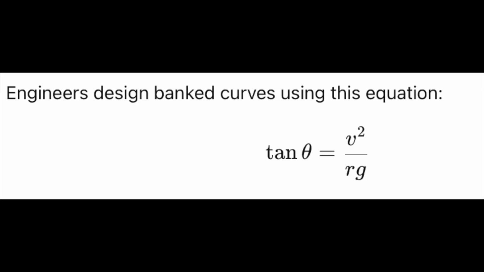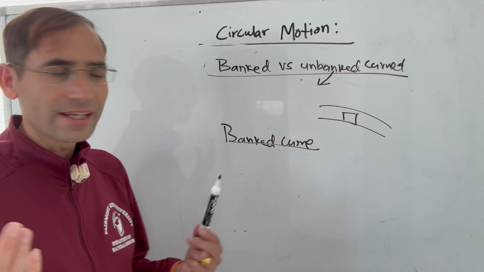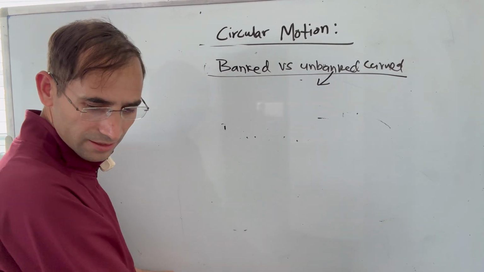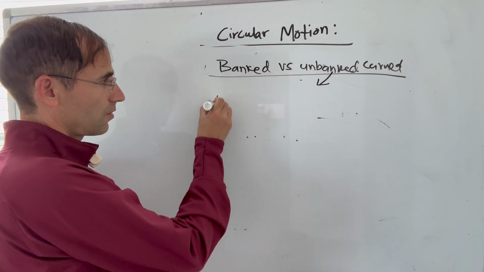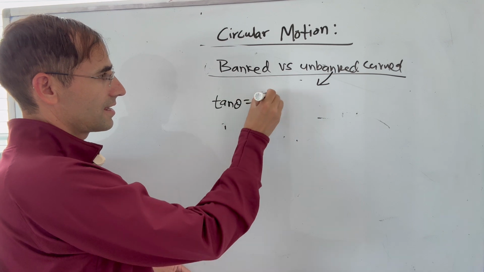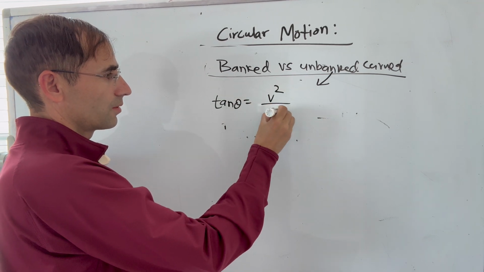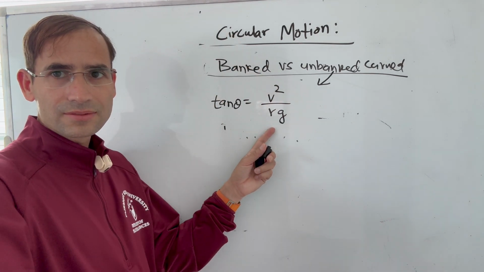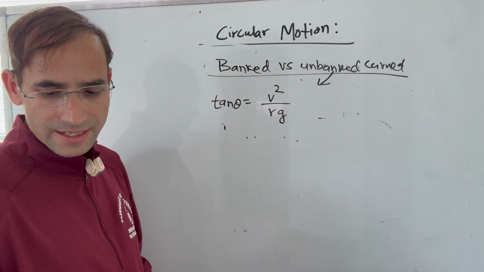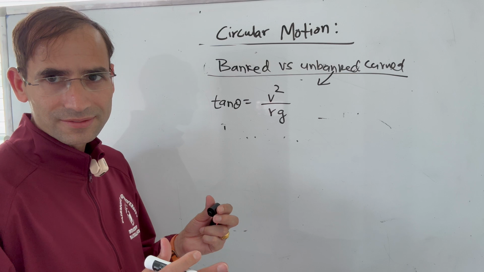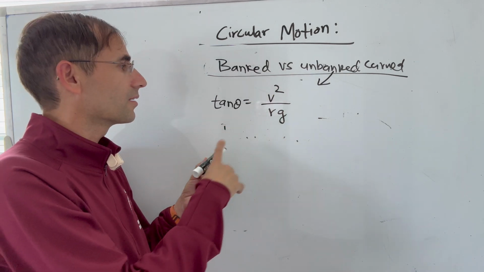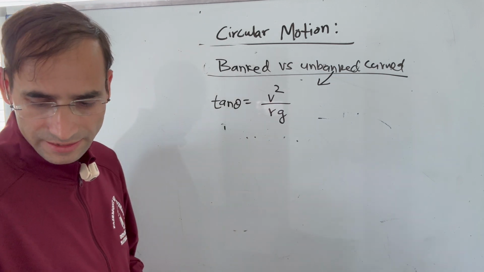So generally engineers design the banked curve using a certain equation. Physics is here. When they design the banked road, they will use the formula tangent of theta equals velocity squared over r times g. R is the radius of the circular path, g is the acceleration due to gravity, and theta is the banking angle. Engineers, depending on the speed limit, will tilt the road accordingly.